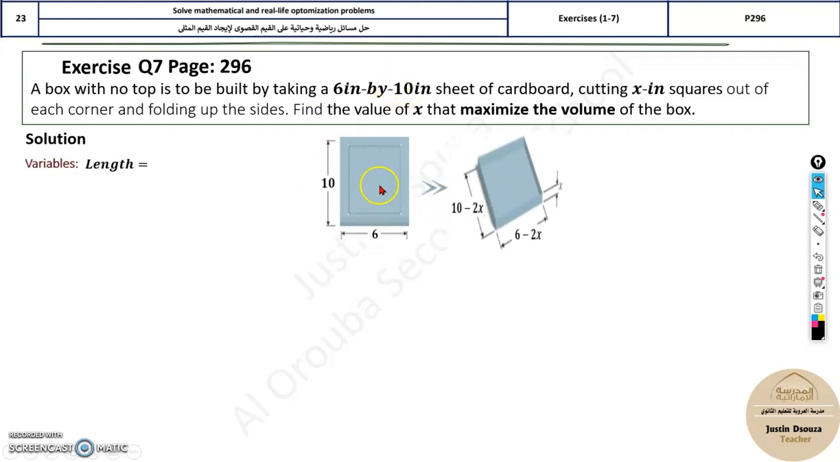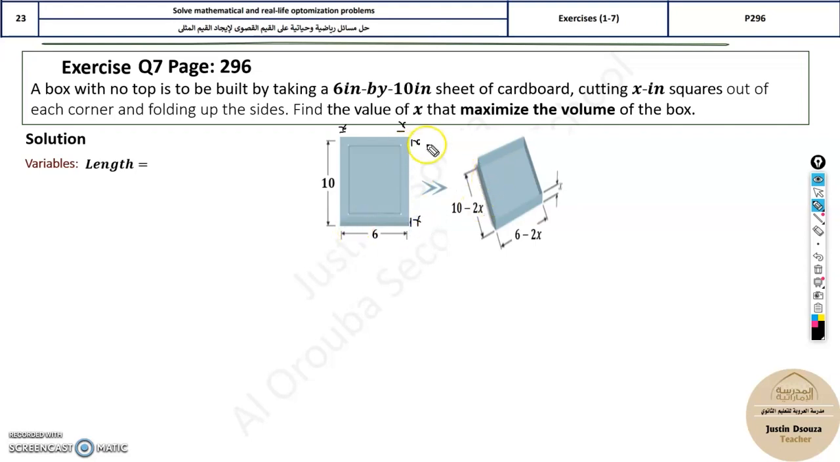This is the dimension 10 by 6 inches, 6 by 10 inches, sorry. But you need to remove the squares over here. So how much will be that? That is x, right? You're removing x. So this is x over here. But on the same side, there'll be two x's. Same thing over here and over here.